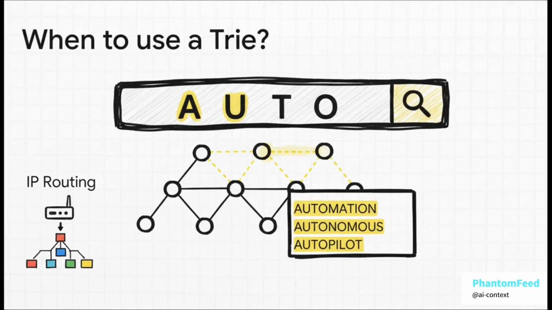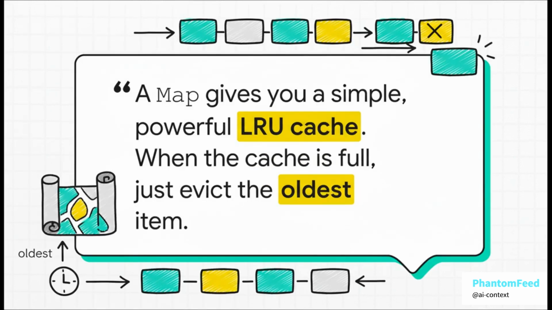And the absolute killer app for a trie? Autocomplete. You know when you start typing in a search bar and suggestions just pop up instantly? That's a trie at work. It can find every matching word in the blink of an eye. And the speed is phenomenal. Here's why. The search time depends on how long your prefix is, the letters you've typed, not on the millions of words it's searching through. It's an incredible advantage. This is also the secret sauce behind how network routers efficiently figure out where to send internet traffic.